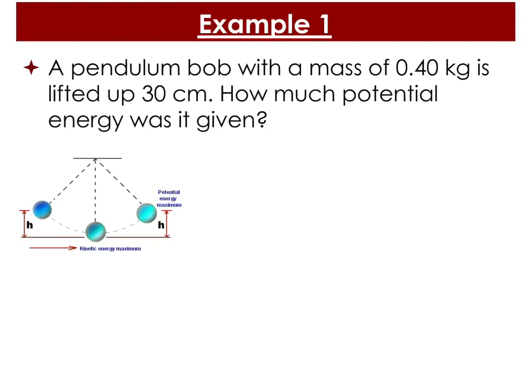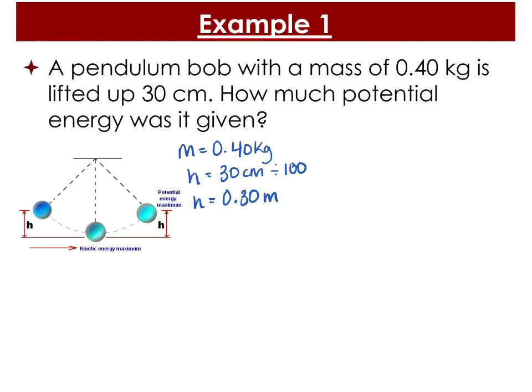So here we have a pendulum bob with a mass of 0.40 kilograms. Let's write that down. It's lifted up 30 centimeters, so that's its height. Usually we don't like things in centimeters, so we should convert that to meters. Remember, there's 100 centimeters in a meter, so I'm just going to divide by 100. My height should actually be 0.30 meters. Careful with the centimeters. There's only 100 centimeters in a meter. A lot of people want to divide by 1,000. I've seen it a lot.